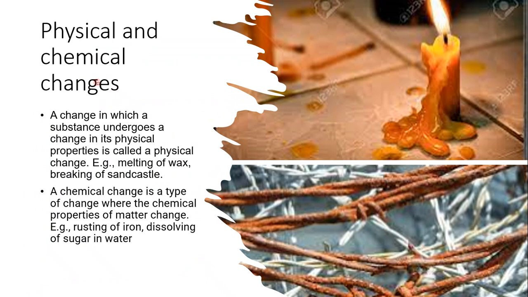Now chemical change. A chemical change is a type of change where the chemical properties of the matter change. Rusting of iron, dissolving of sugar in water. Rusting of iron, right? A chemical change is a type of change where the chemical properties of matter change. I'm going to tell one more, wait.